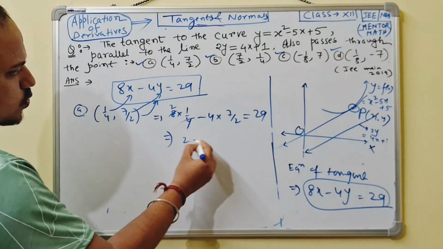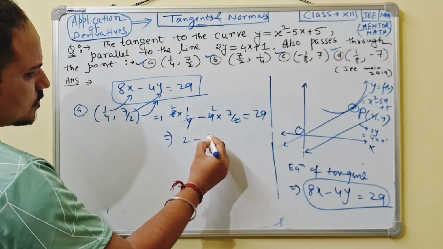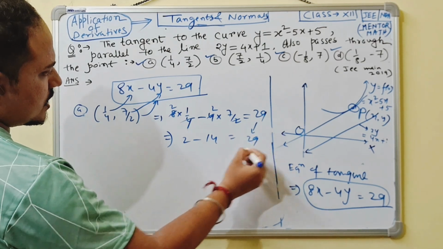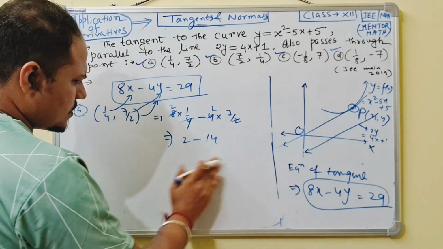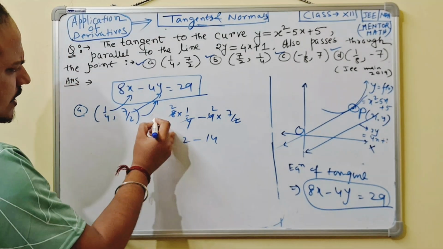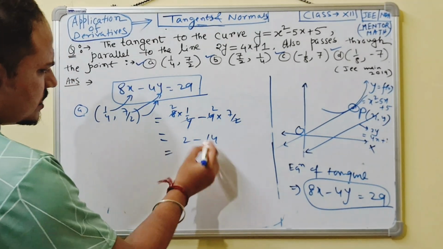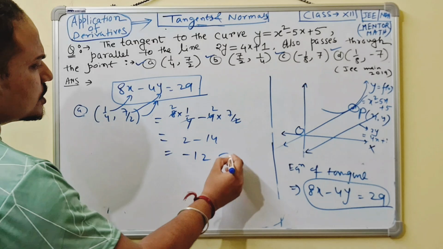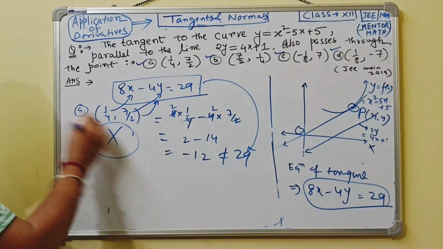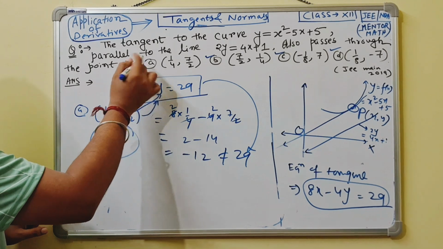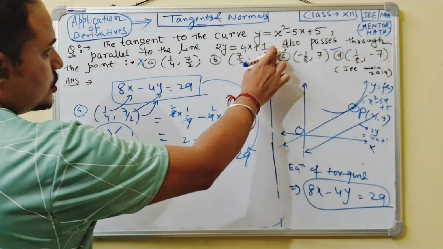So 8 into 1 by 4 is 2, minus 4 into 7 by 2 is 14, that is minus 14. Right hand side is 29. Just calculate whether 29 comes or not, you have to just check. So you got the value minus 12, which is not equal to 29. So that means this is not satisfied. Okay, so the first option is not correct. So you have to check one by one.